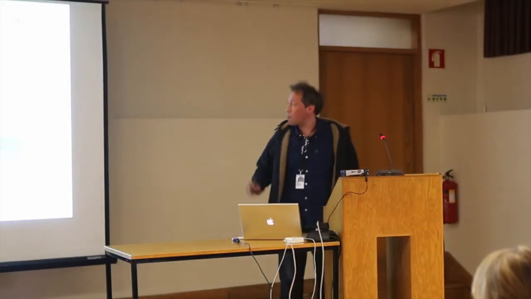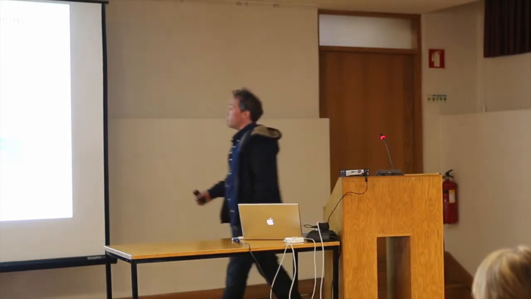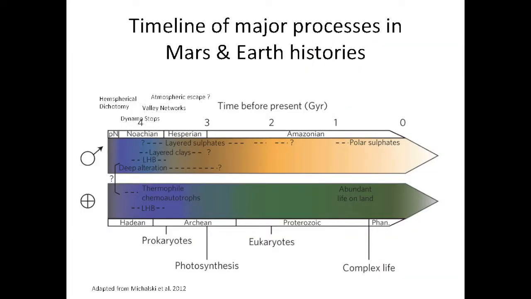It's also interesting to compare this chronology with the Earth, especially the boundary between the Noachian and Hesperian, where we see the water activity and the changes in the Martian climate. On the Earth, about this time, we start to see the first living organisms.